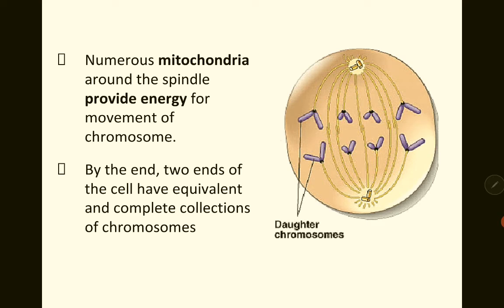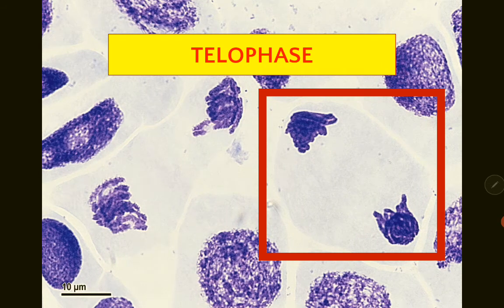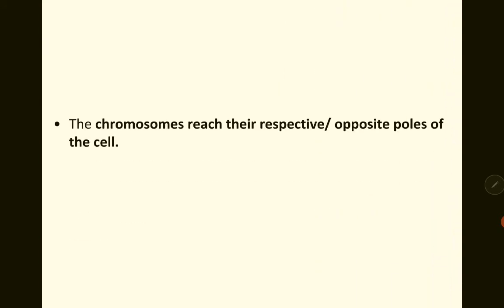Okay, so the mitochondria here will provide energy for the movement of chromosomes. And by the end, two ends of the cell have equivalent and complete collections of chromosomes. Okay, so now it's almost completing the mitosis process, where each cell has the same chromosome number as the parent cell. And the last phase is called telophase.